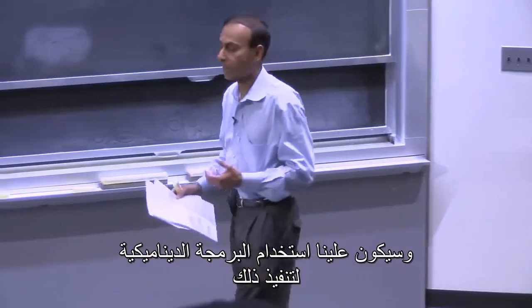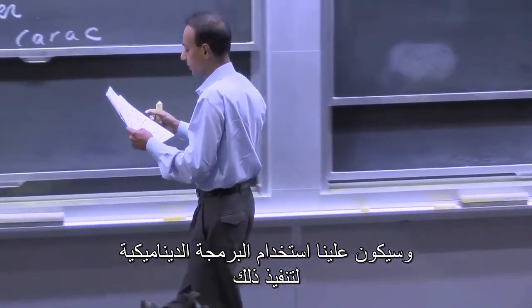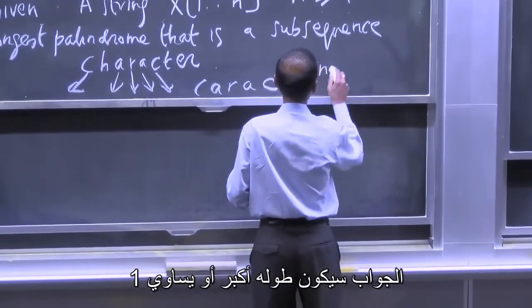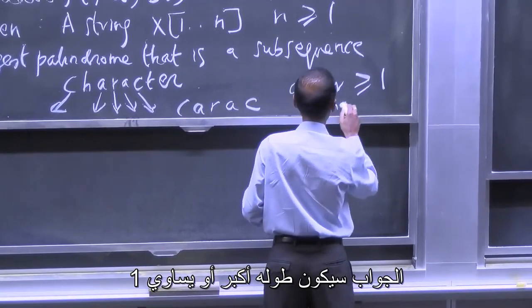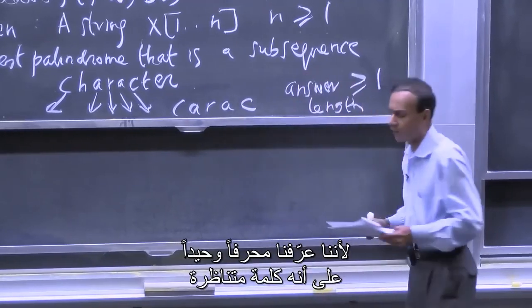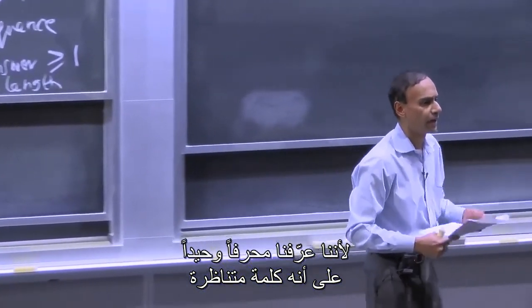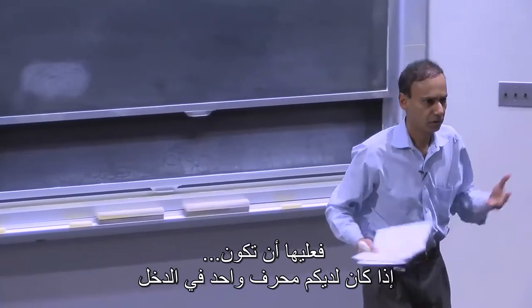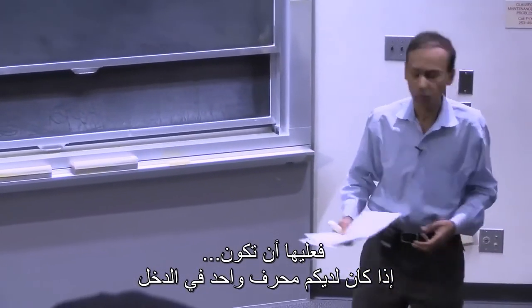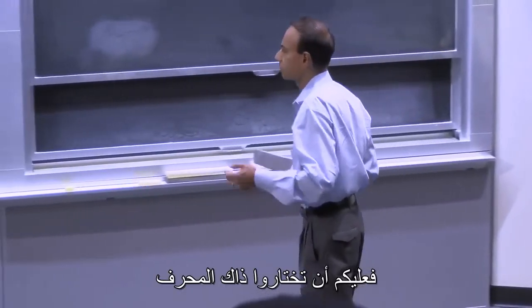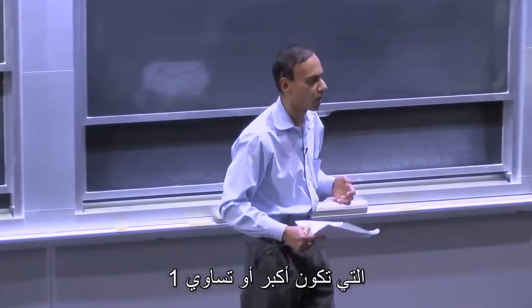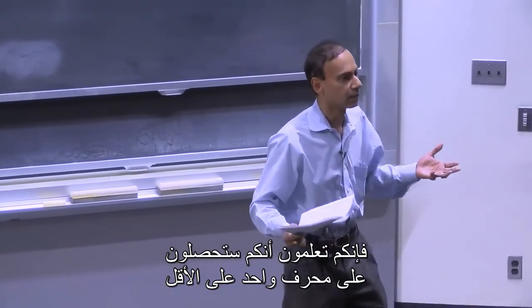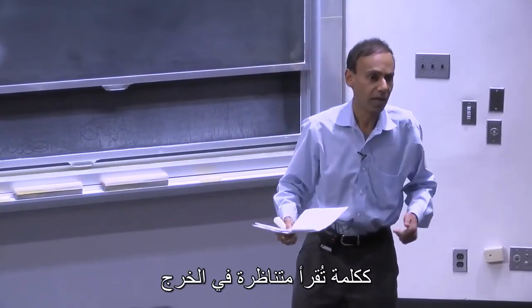And we're going to have to use dynamic programming to do this. The answer will be greater than or equal to 1 in length because we've defined a single letter as a palindrome, right? So if you have one letter in the input, well, you just pick that letter. But regardless of how many letters you have on the input, greater than or equal to 1, you know that you're going to get at least a one-letter palindrome at the output.